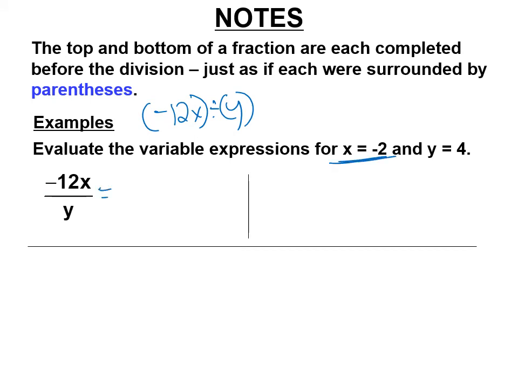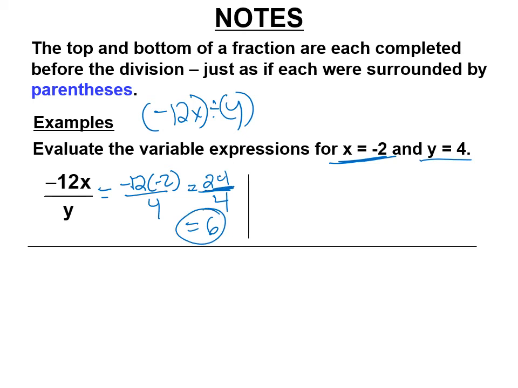So negative 12 times negative 2 for x divided by 4. So you do the top first, negative 12 times negative 2, 24. And now we're going to do the division here last. 24 divided by 4 is 6.